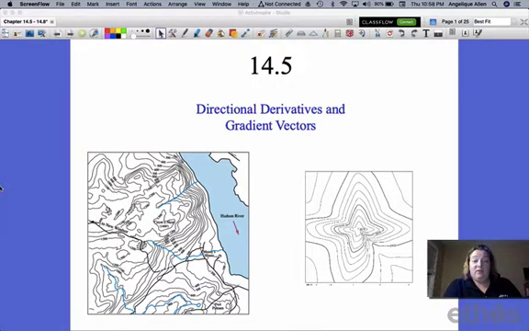Hi everyone, welcome to lesson 14.5 about directional derivatives and gradient vectors. If you haven't read the section yet, that doesn't mean a whole lot, but that's why we're here.